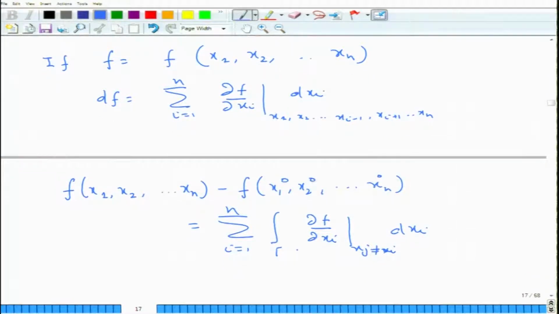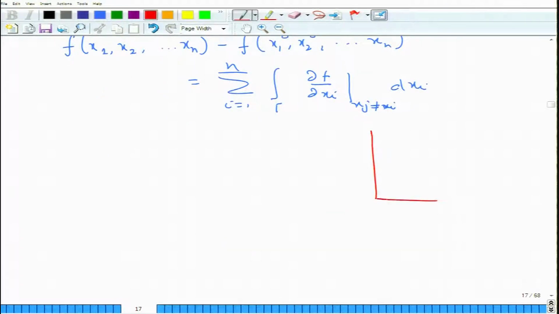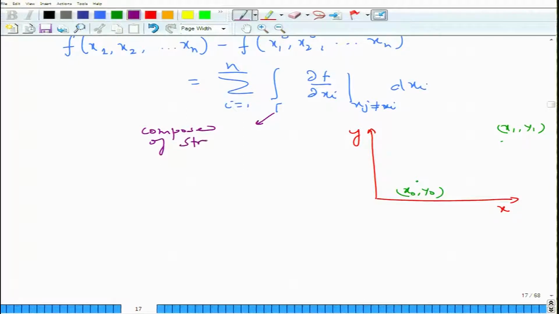So in order to illustrate, we will take some example. Let us consider a plot of y against x, where we have x0 y0, and somewhere here is x1 y1. The easiest path we can consider is basically composed of straight line segments. So what we can do is we can consider straight lines such as this. This is one path composed of two line segments.